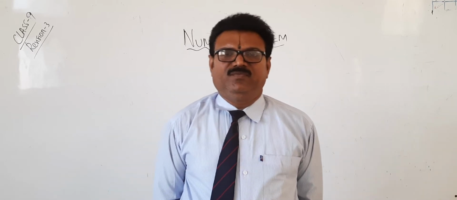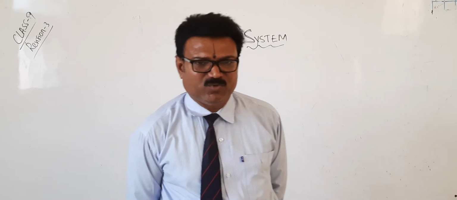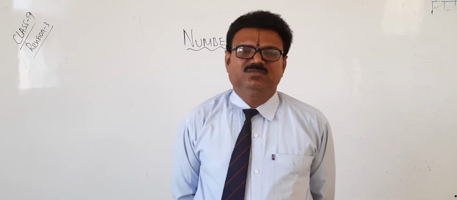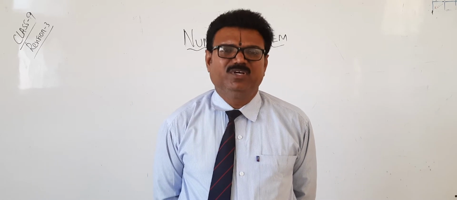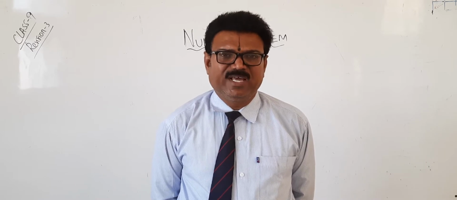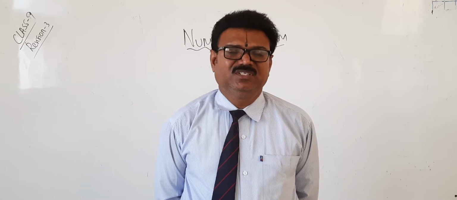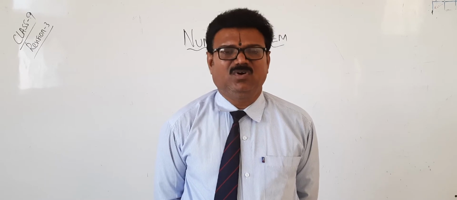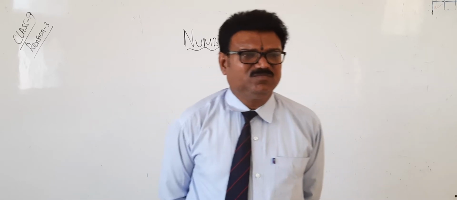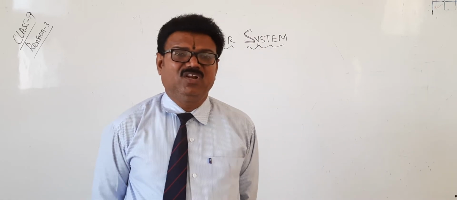So already we completed, and I started revision also. This is the third class of revision, that is number system. Since yesterday we have studied rational numbers, irrational numbers, how to locate irrational numbers on the number line, and decimal forms of irrational numbers. Rationalization also we have seen in the last class. In this class, we will recall the 6 fundamental laws of exponents.